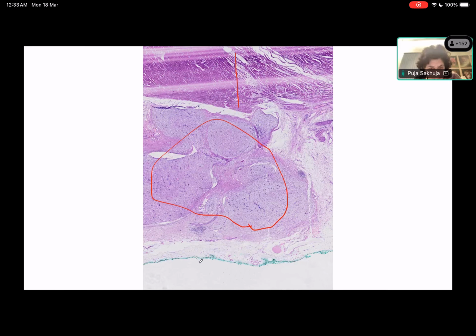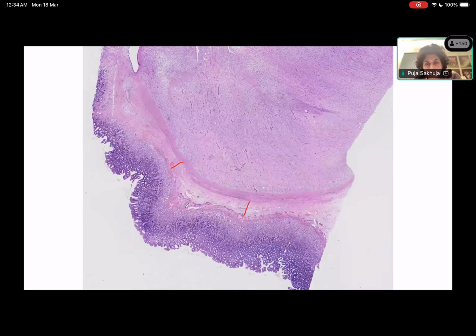This is muscularis propria. What is this green color? Serosal region. Subserosal region. This is the subserosal region. So the tumor has come into the subserosal region. Correct. So the tumor is in the subserosal region also. It is not just in the muscularis propria.